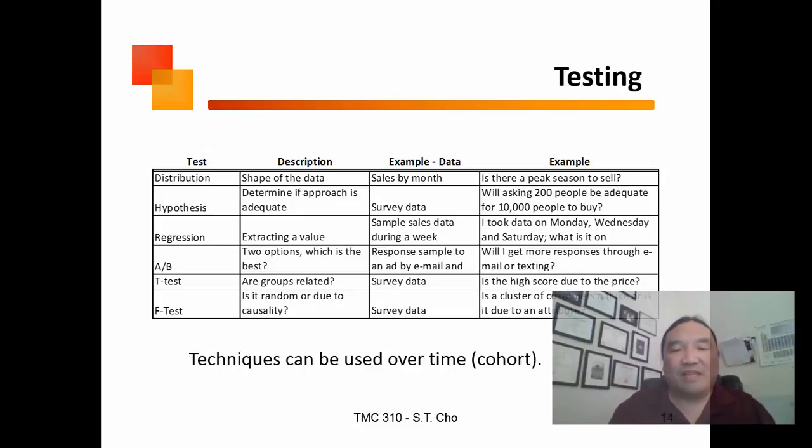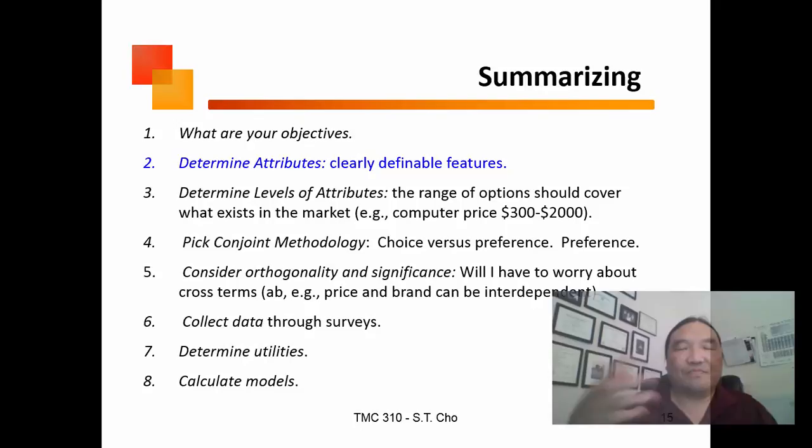And we talked about t-test and f-test. The thing is, you can use these techniques over time, and that's called cohort testing. And cohort testing is you pick a set of tests and then you see how it changes over time. And that's more attuned to a digital class.